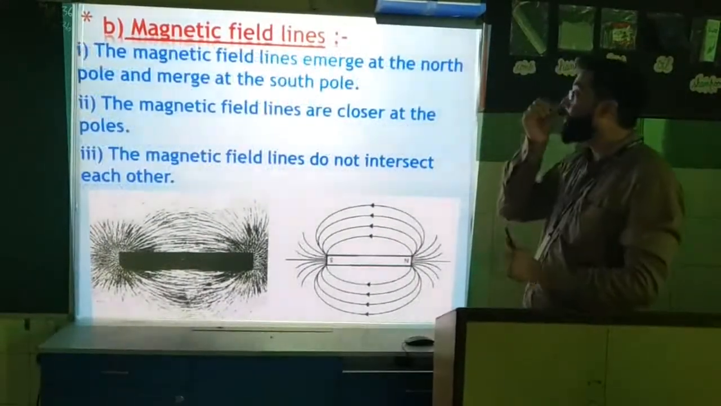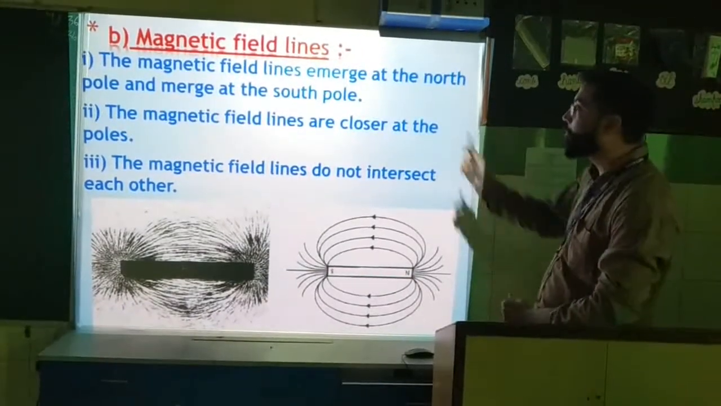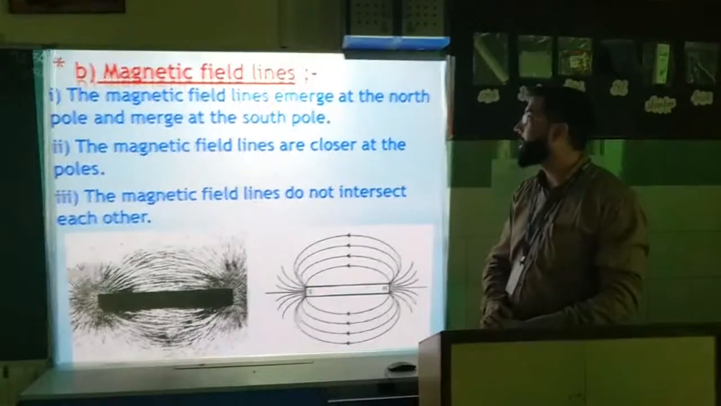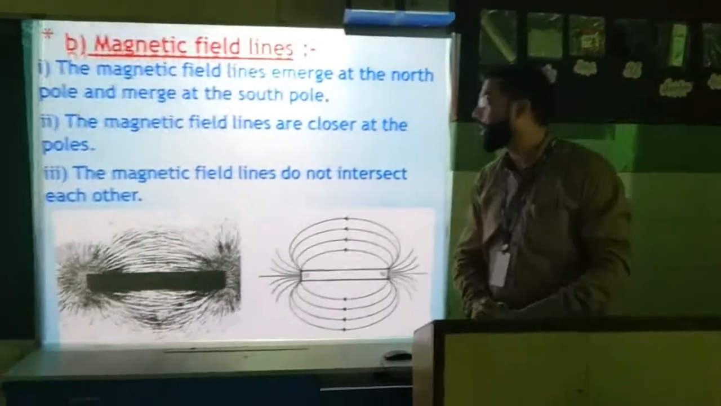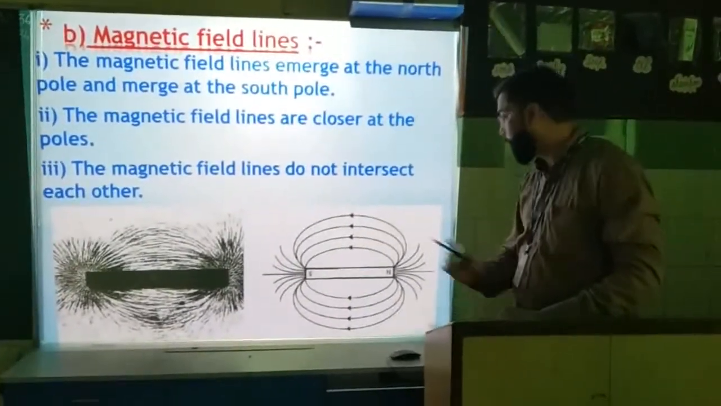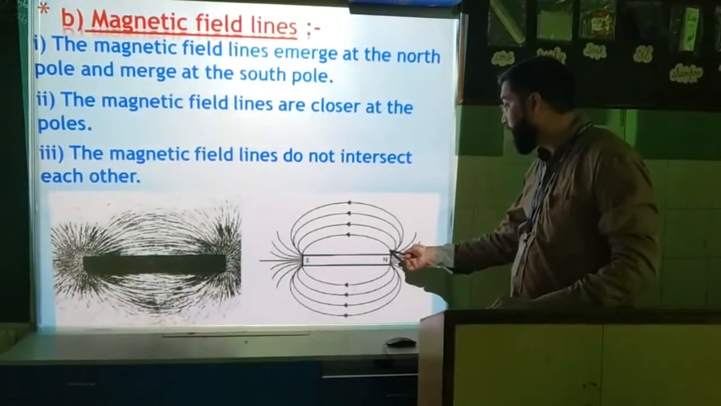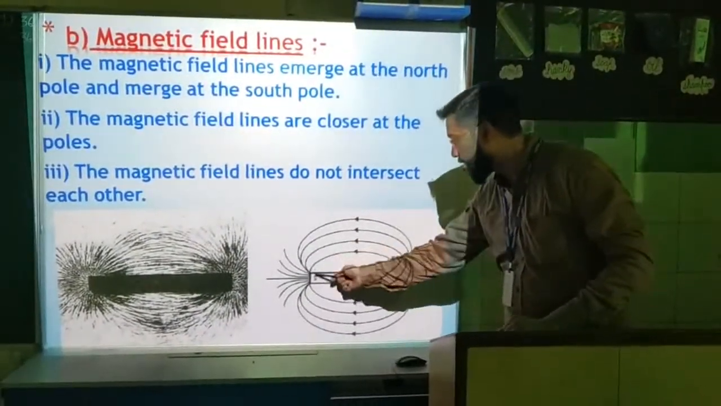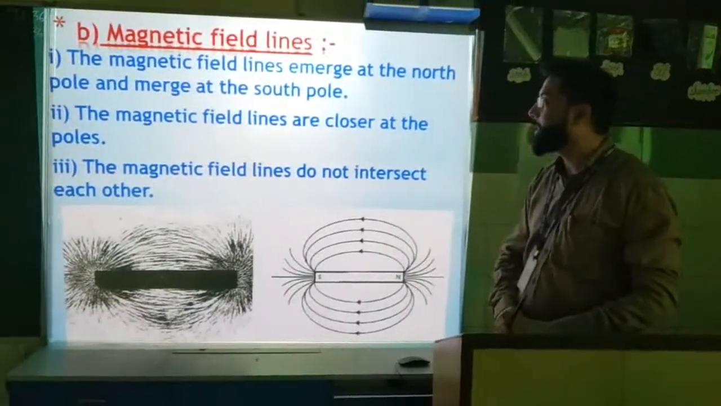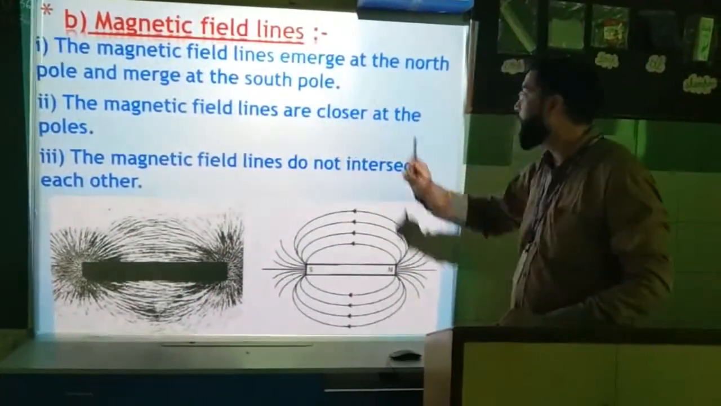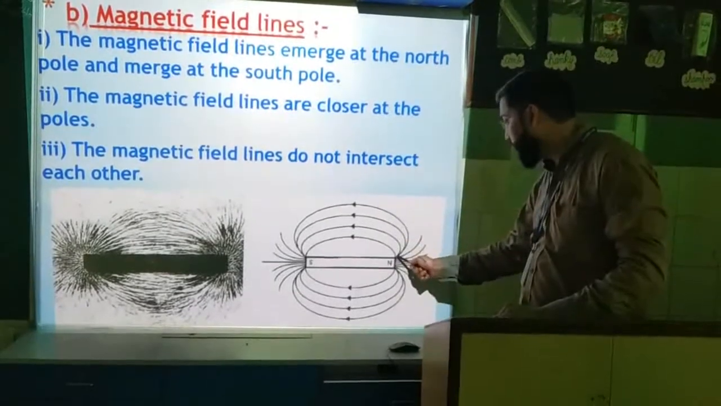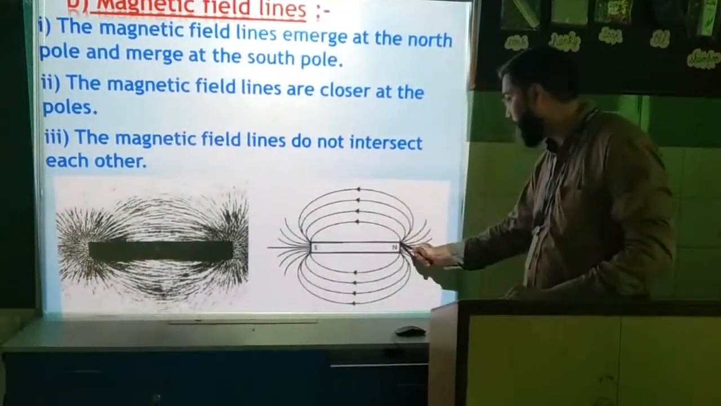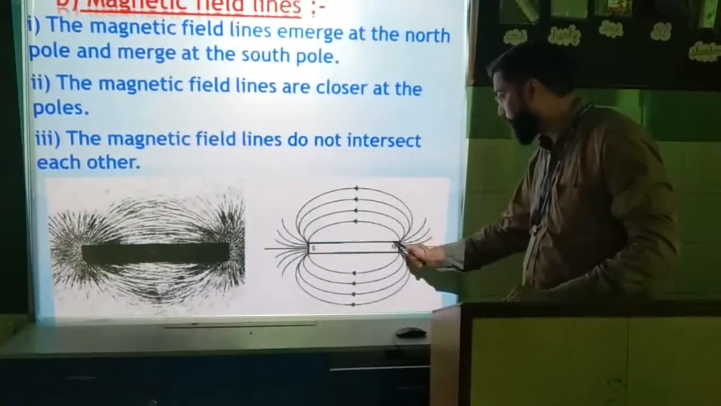Now, properties of magnetic field lines. First property: the magnetic field lines emerge at the north pole and merge at the south pole. As you see, the magnetic field line starts from north and ends at south. The second property is that the magnetic field lines are close together at the poles. As you see, these are the poles, north and south pole. So the magnetic field lines are close here.